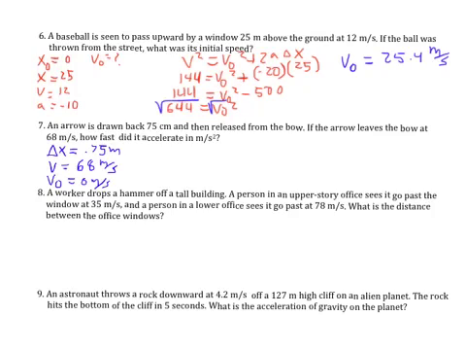Well, I'm going to use that same equation again. v squared equals v naught squared plus 2a delta x. v squared is 68, so 68 squared equals 0 squared plus 2a times 0.75.